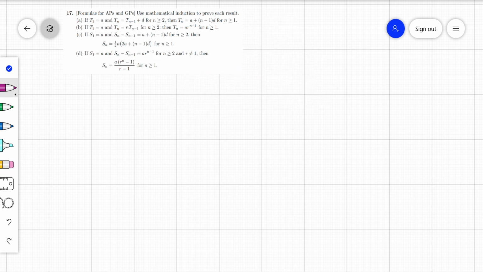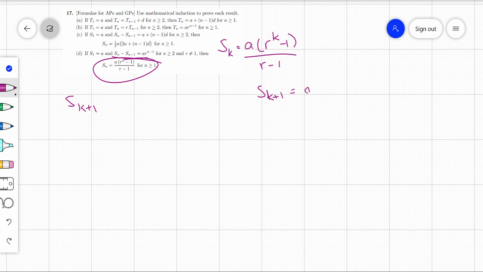We want to assume it's true for P(K), which is S(K), so that's A(R^K - 1) on (R - 1). And then if we use this recursive formula here, we want to prove that S(K+1) is true, which is, if I put that down here, A(R^(K+1) - 1) over (R - 1).